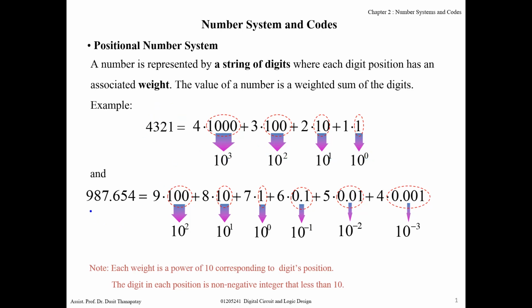But how about this one, 987.654? For this position, the weight is 100, or 10 to the power of 2. The next digit is 10 to the power of 1, then 10 to the power of 0. And after the point, the digits have 10 to the power of minus 1, 10 to the power of minus 2, 10 to the power of minus 3.